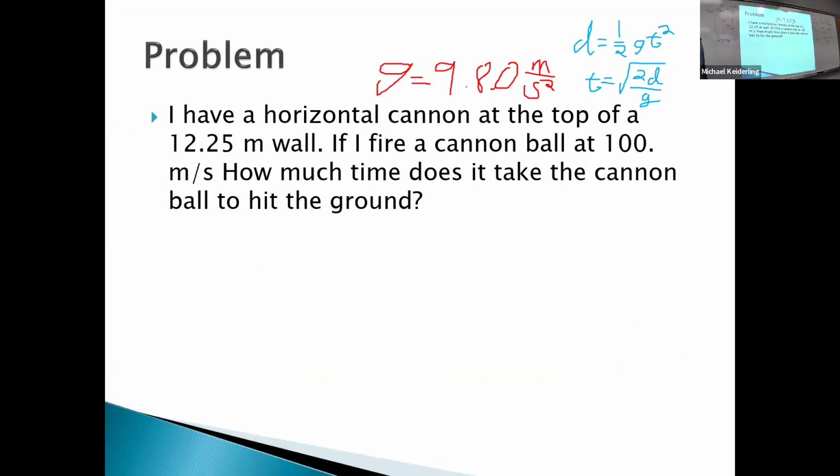So if you have a horizontal cannon at the top of a 12.25 meter wall, and you fire a cannonball out of that cannon at 100 meters per second, how much time does it take the cannonball to hit the ground? So remember, when you fire something horizontally, it will fall at the same rate as a dropped object. And because the distance a dropped object falls is 1/2 gt squared, the time will be the square root of 2d over g. That's the vertical distance.